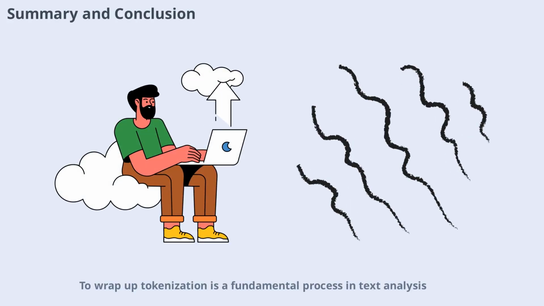Wrap-up. Tokenization is a fundamental process in text analysis, enabling computers to break down and understand human language. From simple whitespace splitting to advanced machine learning methods, tokenization supports a wide range of applications, from search engines to chatbots. By mastering tokenization, you lay the groundwork for more advanced natural language processing tasks.